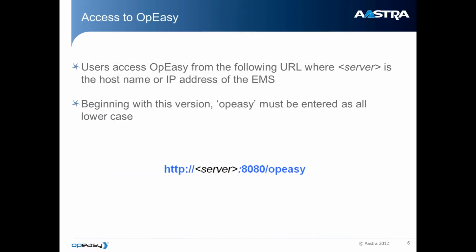Accessing the OpEasy application, users access OpEasy by following a URL that will be comprised of a server name, that is the host name or the IP address of the EMS server application. Beginning with this version, OpEasy must be entered as all lowercase as shown in this example. In order to access the OpEasy application, you would launch the URL server name or IP :8080 for port /opeasy, all lowercase.